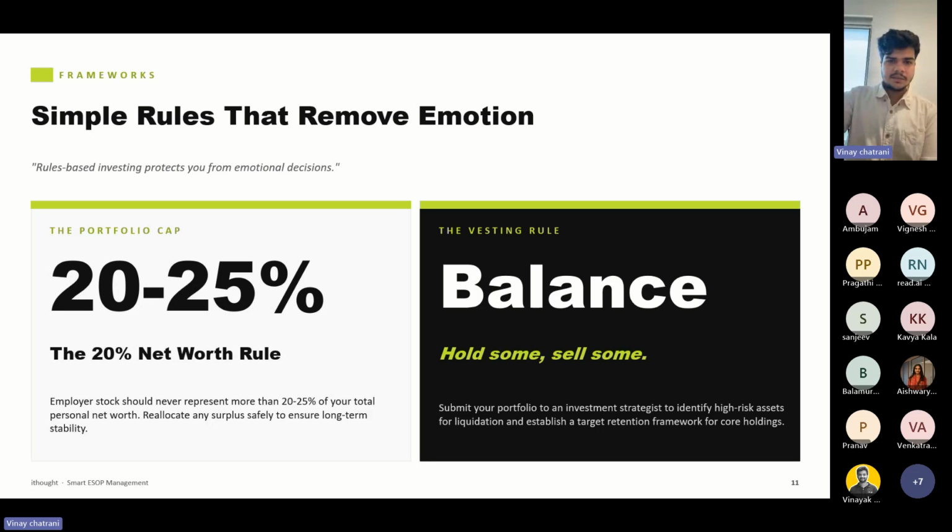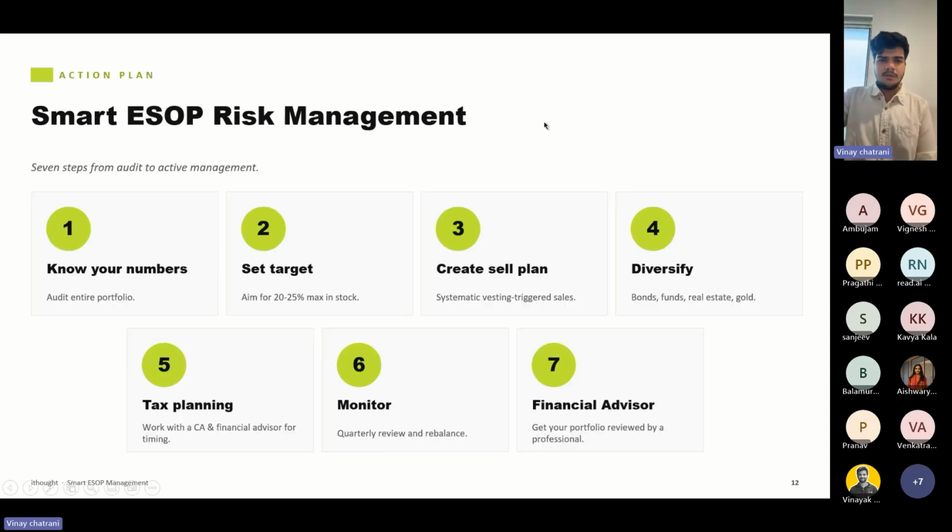Next is the vesting rule. So you need to balance where, say, your vesting cycle comes in. You need to hold some and you need to sell some because you also need liquidity and you need to maintain that 25% exposure. Every year, this 25% might go to 30, 40. You need to keep trimming it down and maintain it at that 25%. And for the rest excess that you get by selling, you need to diversify it. In that way, you look at your entire investments as a whole portfolio, not just having one stock having most of your wealth.